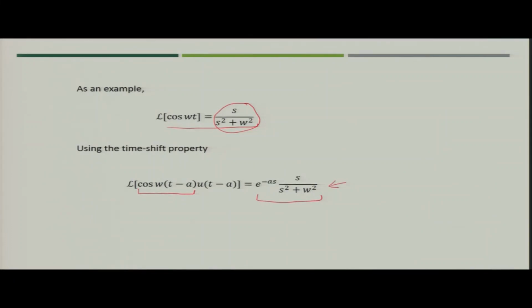So, now let us close our session at this point of time. We will continue our discussion in the next class, where we will discuss a few more properties of the Laplace transform.